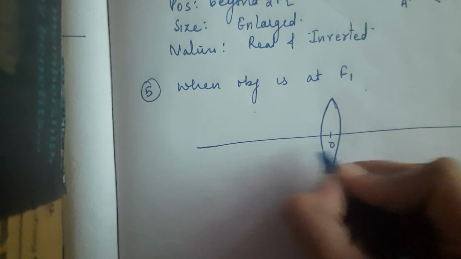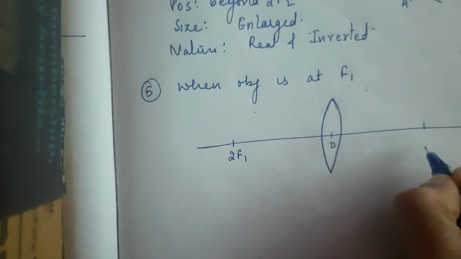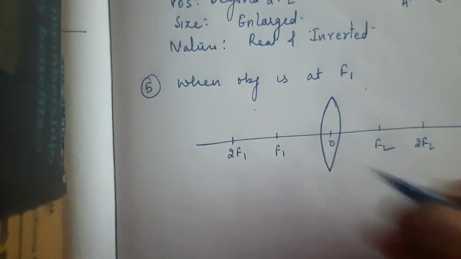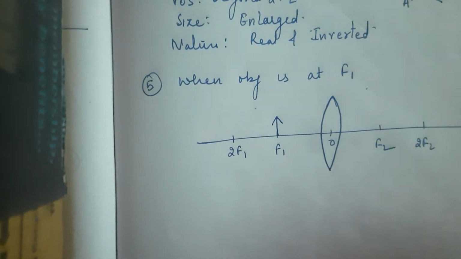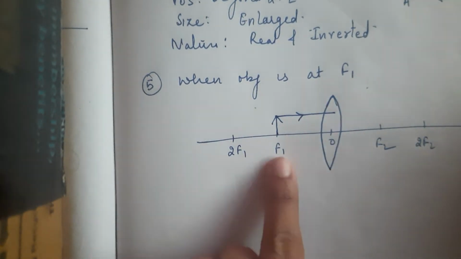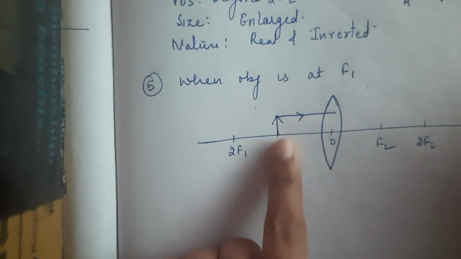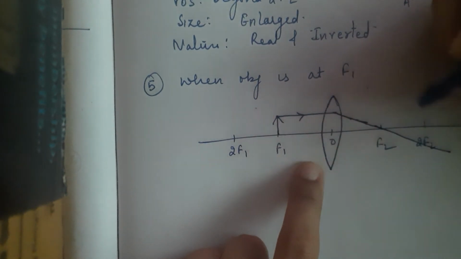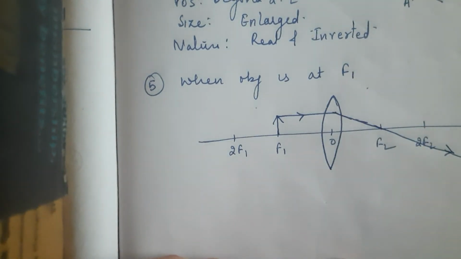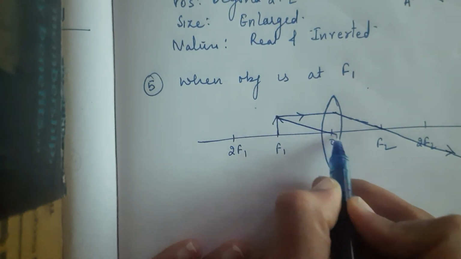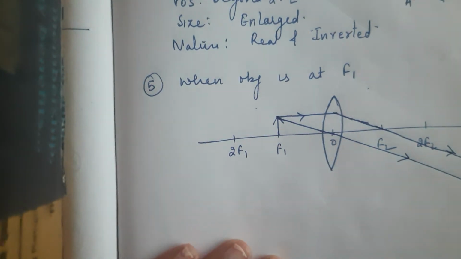Let's draw the convex lens, optic axis, 2F1, 2F2, F1, F2, right? So I'm placing the object at F1. Let's draw this. Rule number 1 ke according, the light going parallel to the principal axis after refraction passes through focus, right? And according to rule number 3, the light passing through the optical center also goes straight.